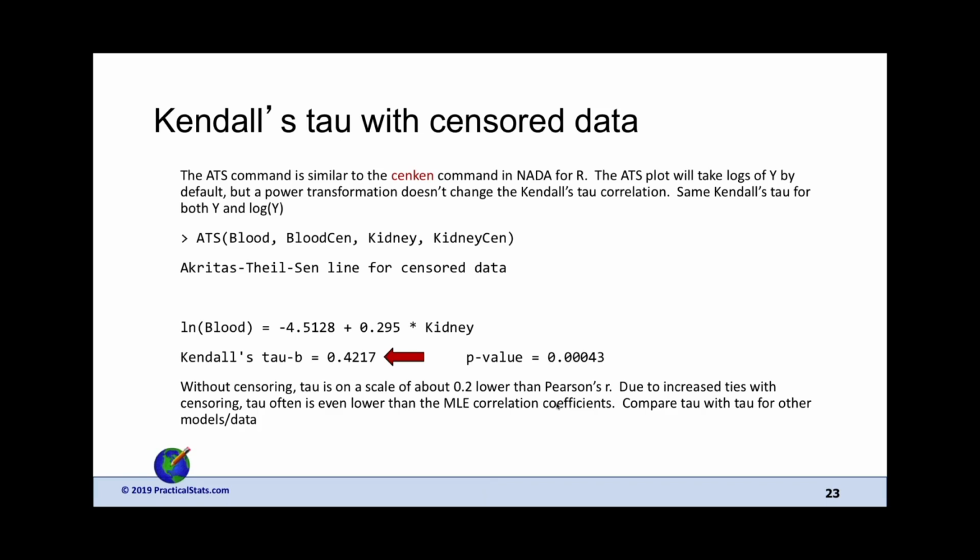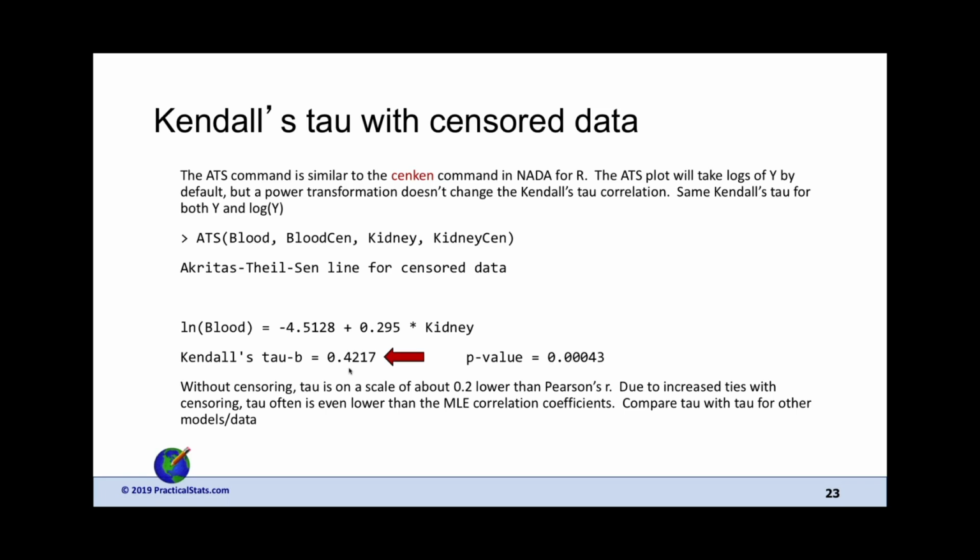So you can get that back in the NADA package with a command called cenken. Again, I've modified it and enhanced it a bit, at least I think so, with the ATS command that's in our course. That will give you back the line in a nice format and print it out for you with the intercept and slope. It computes Kendall's tau B. So B is a tie-correction version of Kendall's tau. It's still going to be quite a bit lower than Pearson's R. The ties of all of these non-detects are still affecting Kendall's tau, if you want to think of it that way.